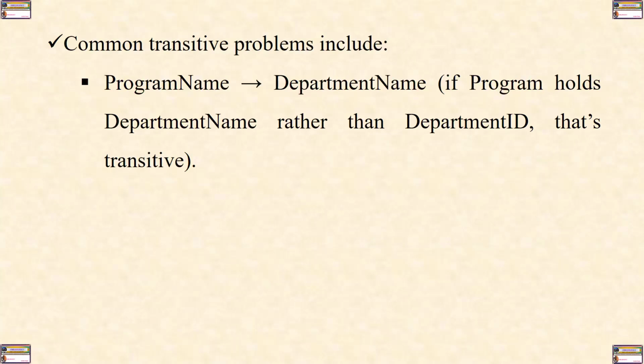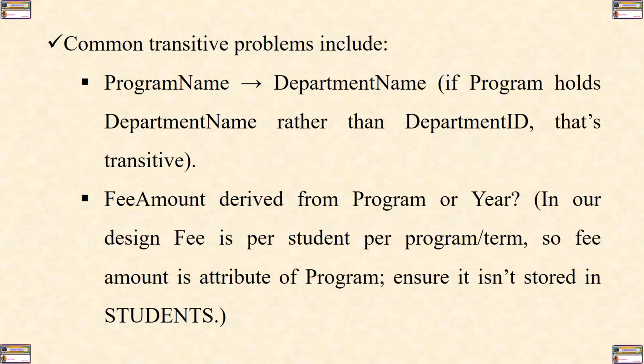So what are some of the common transitive problems? For example, in our case here, we have the program name and we have department name. So if program owns department name rather than department ID, that is transitive. So we have to remove that. Fee amount. If fee amount is derived from program, then you have to show it by having it in the right place. So in our design, fee is per student per program or term.